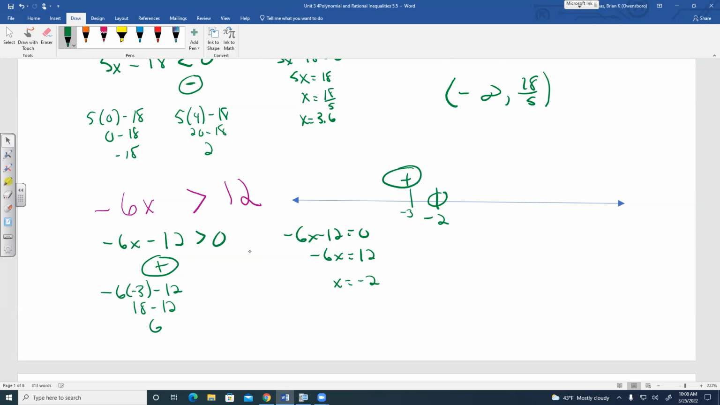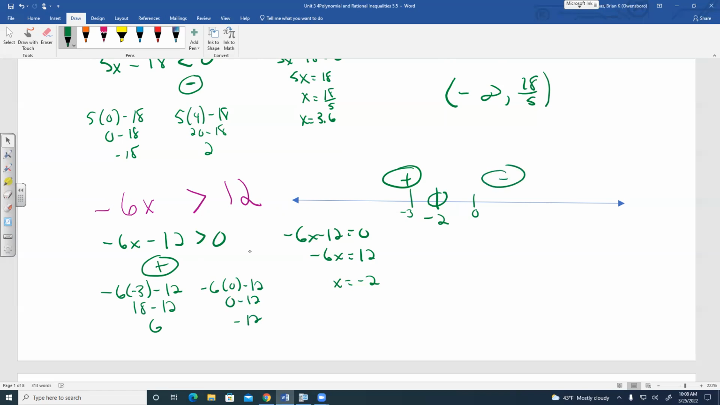So over here is going to be positive. And if I choose something right of -2, 0 could be a good choice again, because that makes the math a little bit easier for me. Again, you can choose anything you want. So -6, put a 0 in, minus 12, that's going to be 0 minus 12, and that is going to be a -12. So over here, it's going to be negative.